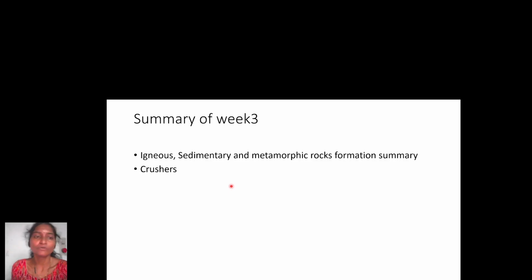So those are the questions from week 0, and then week 1 and 2. Those were the assignment questions. As far as week 3 is concerned, mostly in the initial lectures, the formation of aggregates or rocks, how they have been formed, followed by the crushers, how we use the crushers to get the aggregates of designated sizes required for pavement construction were discussed.